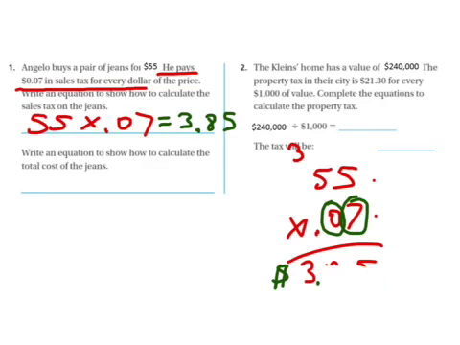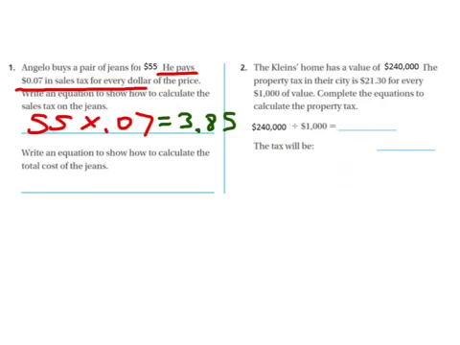So that's the equation that they're asking for there. The next problem says: write another equation to show how to calculate the total cost of the jeans. Well, anyone that's been shopping would know that when you go to buy jeans, they add the sales tax at the cash register. We know the original cost of the item. We know how much the tax is. So we just add them together.